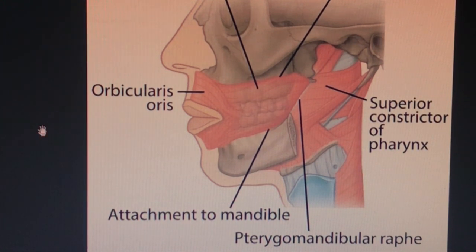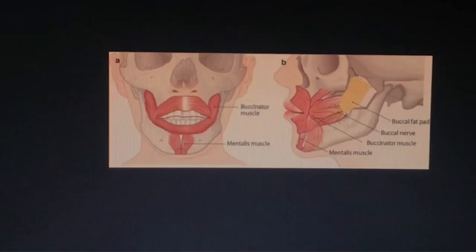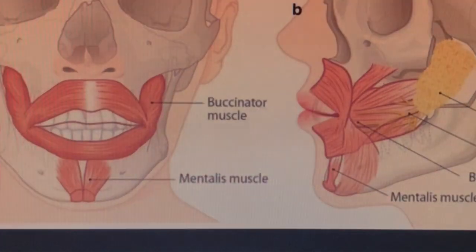So basically, this is the main reason why we look at the branches of the facial nerve, so that we can know the specific muscles that have been affected whenever we are dealing with Bell's palsy.